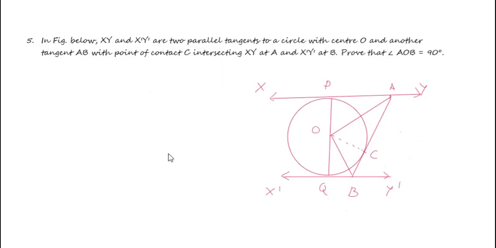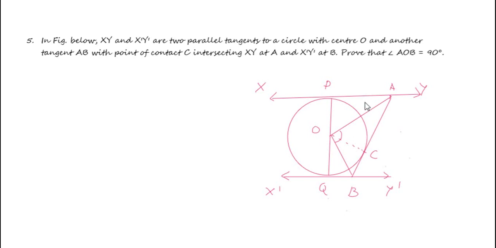Next problem, problem number 5. In the figure below, XY and X'Y' are two parallel tangents to a circle with center O and another tangent AB with the point of contact C intersecting XY at A and X'Y' at B. Prove that angle AOB equals 90 degrees. Angle AOB, we have to prove that this is 90 degrees.